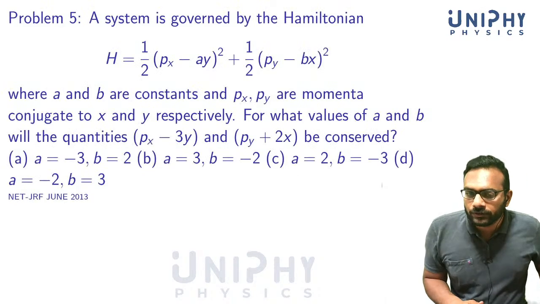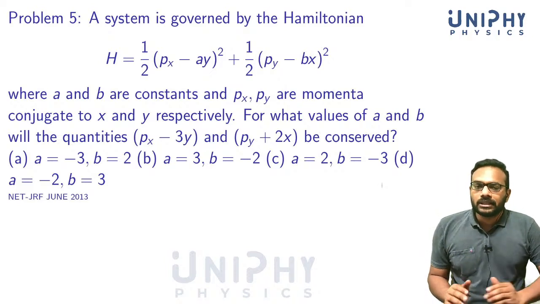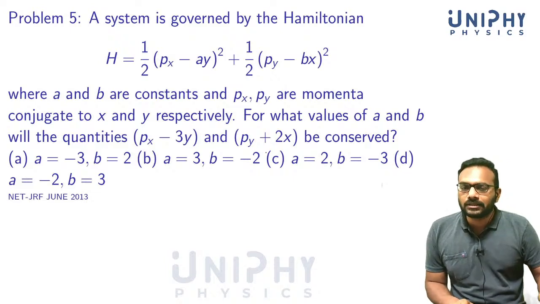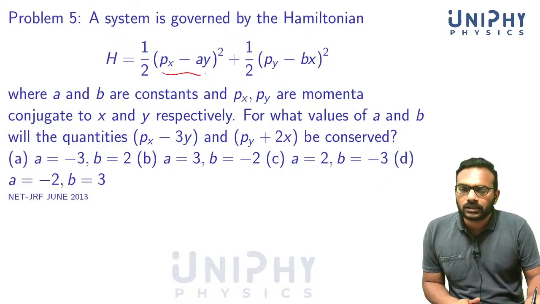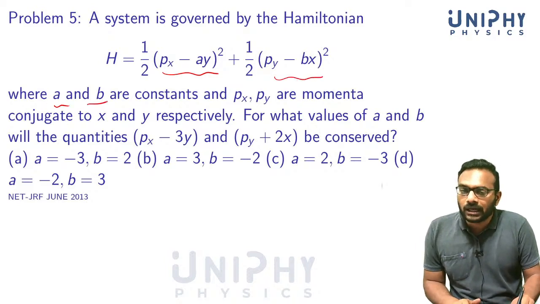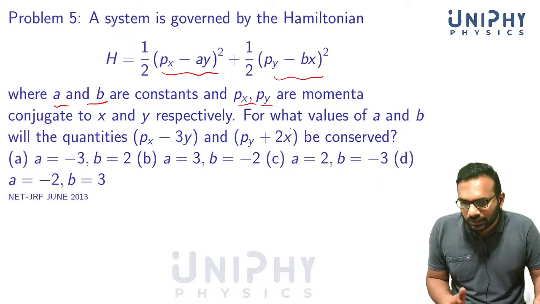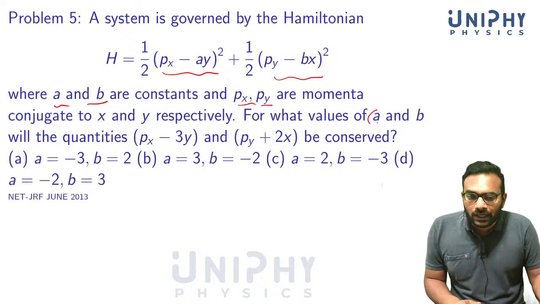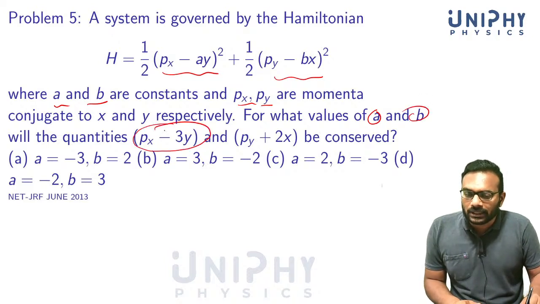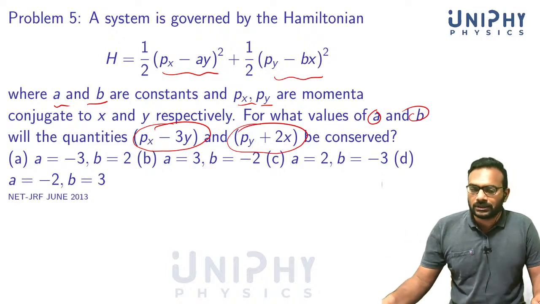We have come to our fifth problem. A system is governed by the Hamiltonian. The Hamiltonian is given. All right. H = 1/2 (px minus ay) square plus 1/2 (py minus bx) square, where a and b are constants and px, py are momenta conjugate to x and y respectively. For what values of a and b will the quantities px minus 3y and py plus 2x be conserved? That's the question.